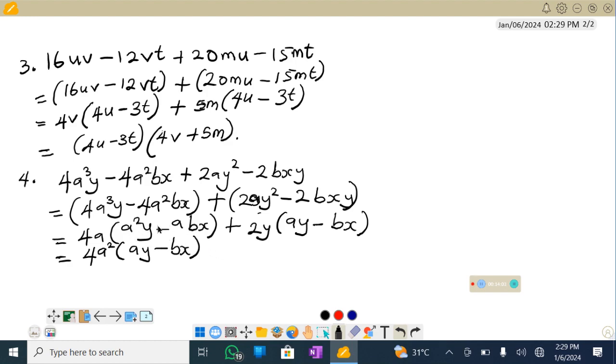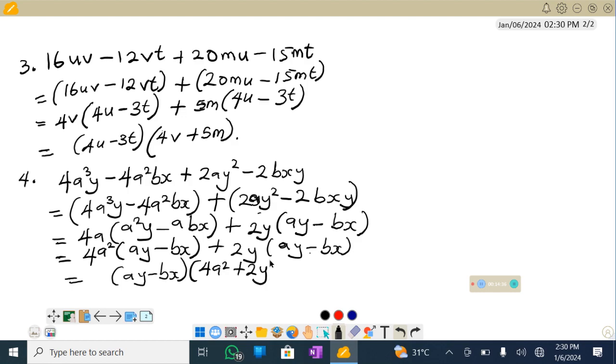Because a is common inside this bracket, plus 2y into ay, oh, that's minus bs. So you can see that ay minus bs is common, so you bring it out, okay, ay minus bs, open bracket and write the remaining things, 4a squared plus 2y. So we are done with that question.